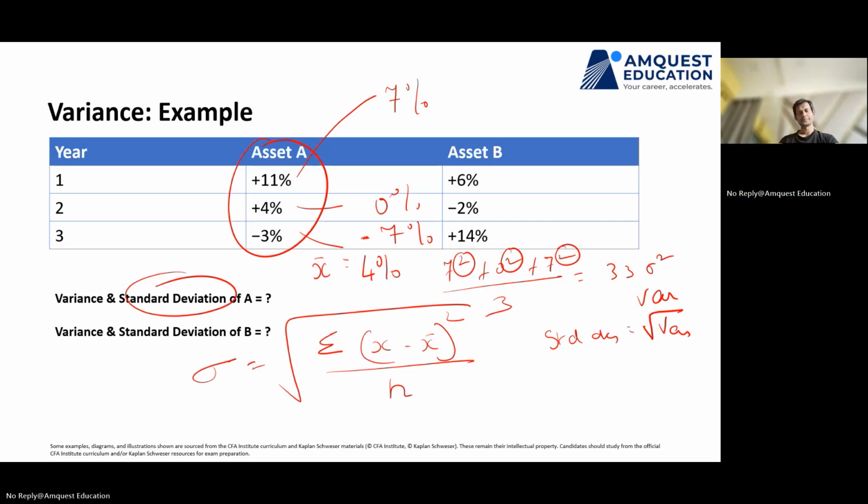Simple. Clear? Now, if I tell you to find out sample variance or sample deviation, then instead of n, you will do n minus 1. Because whenever we use a sample, we subtract 1 from n, and we'll get the answer. Is that clear? So understand, variance and standard deviation are based on n, and for a sample, it is based on n minus 1.